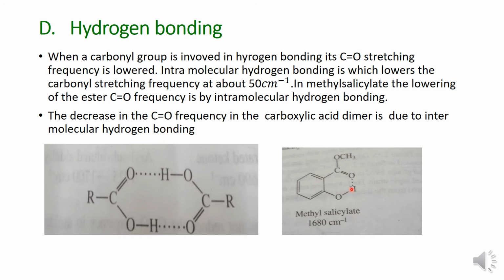In the case of methyl salicylate, the carbonyl stretching frequency decreases due to hydrogen bonding with this OH. In the case of a carboxylic acid dimer, there is intermolecular hydrogen bonding. Due to this intermolecular hydrogen bonding, the carbonyl frequency of the carboxylic acid decreases.